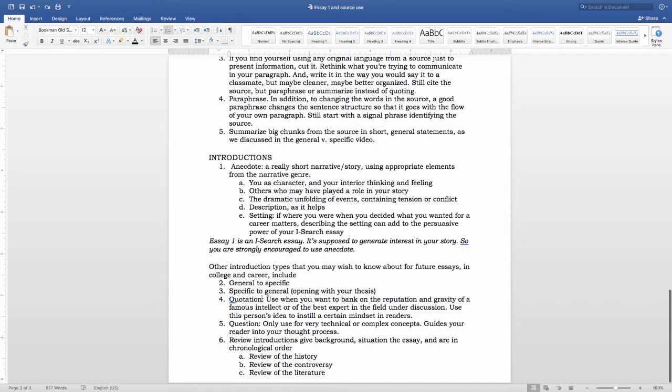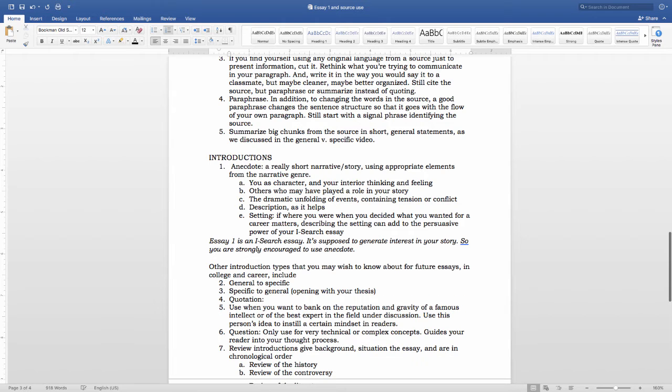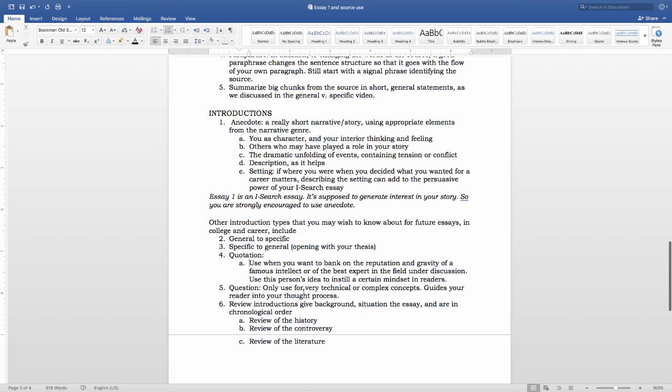One way to use it would be when you want to bank on the reputation and the gravity of famous intellect. You know, maybe you're quoting Thomas Jefferson, Benjamin Franklin, Gandhi, Dr. Martin Luther King Jr., somebody who's known, who has a reputation for knowing something very profound, and it happens to be what you're writing about. That can be great.